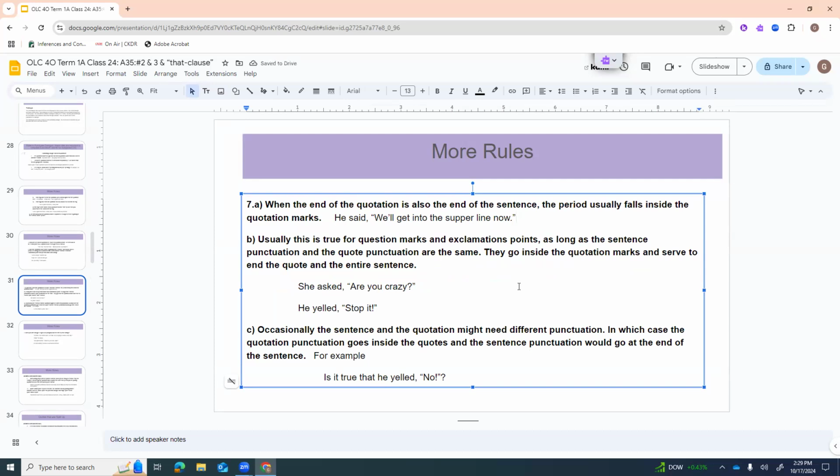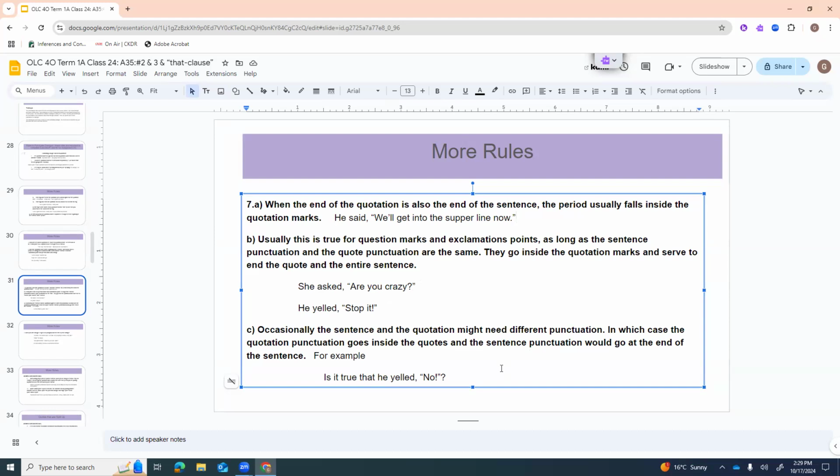This is also true for question marks and exclamation points, as long as the way the quote ends is the same way that the author wanted the sentence to end. So it says, "She asked, 'Are you crazy?'" The question mark is going to work for both. If I have, "He yelled, 'Stop it!'" the exclamation point works for both.